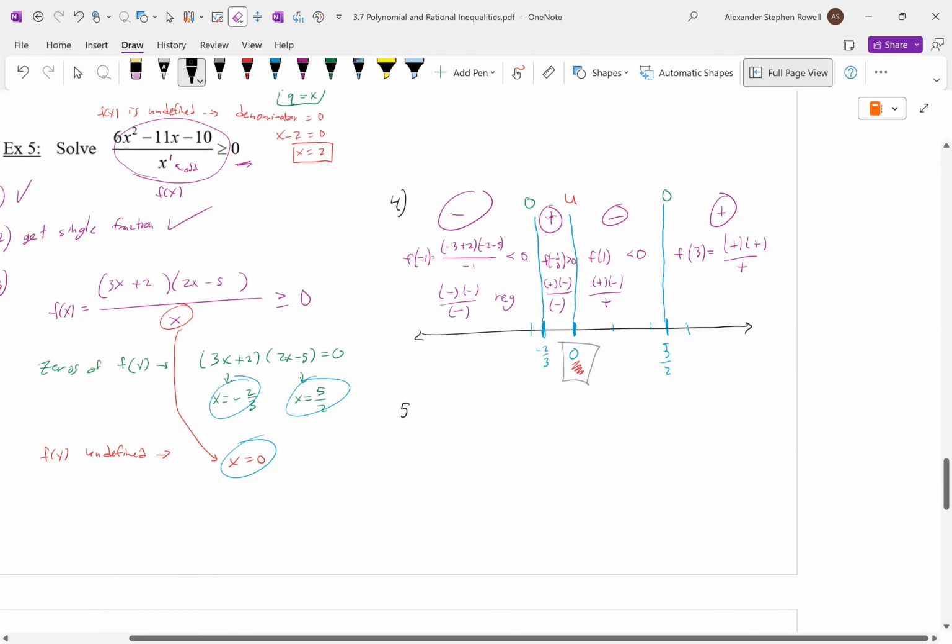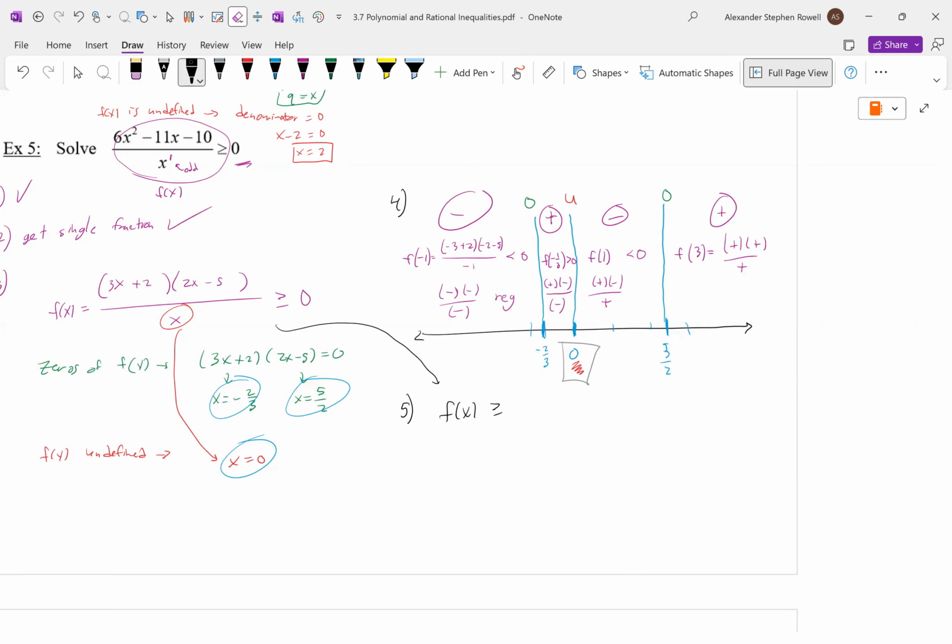Okay, step 5, are we looking for the positive or negative? F of x is greater than or equal to 0. Positive intervals. So I want this interval here and this interval here. So what's my first interval? Negative 2/3, 0. Which one do we count? We count negative 2/3 because that's a 0. And we don't count where it's undefined. Okay, union, what's my next interval? 5 halves to infinity. We include it because that's a 0. And infinity is not a number.